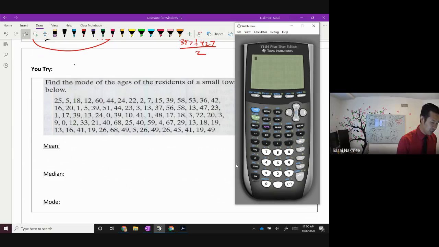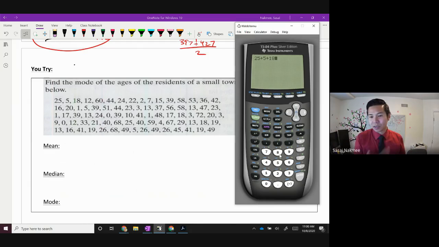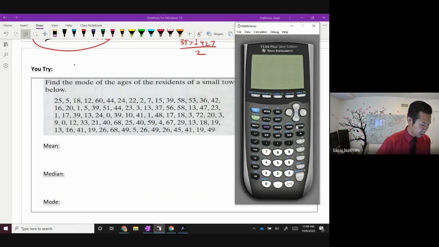So there's a bunch of numbers here. And if you're just doing it by hand, by actually adding this up right here, like 25 plus 5 plus 18, that's nothing new. That's just using the same thing that you would do with any old calculator. And I don't want to do that. I want to show you guys the shortcut for this thing.